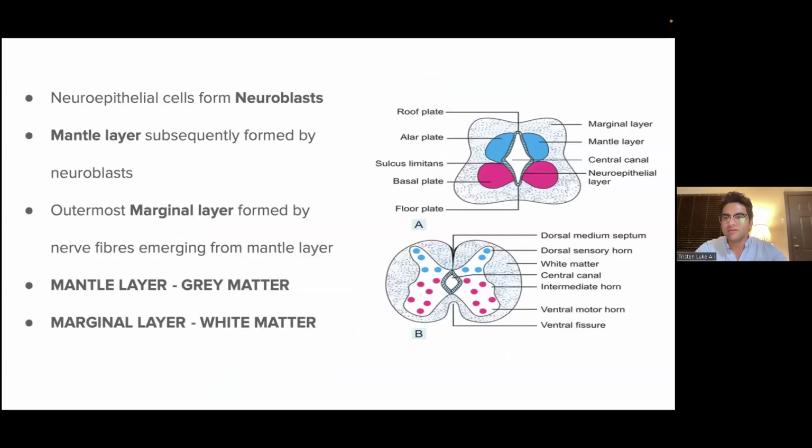All right, so your neuroepithelial cells form neuroblasts, and the mantle layer, which is seen here in blue, is subsequently formed by these neuroblasts. The outermost marginal layer, which we see surrounding the mantle layer, is formed by nerve fibers emerging from the mantle layer. And your mantle layer, what's seen in blue, represents your gray matter, while your marginal layer is your white matter.